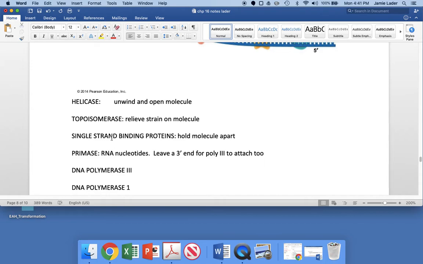DNA poly 3, that's the big one right there. And that's going to build the new daughter side. One thing you should know about DNA polymerase is it's a really, really exact enzyme. It makes very, very few mistakes. RNA polymerase, not so much. It does make mistakes. And DNA polymerase 1 converts RNA to DNA. So that's going to be your replication.